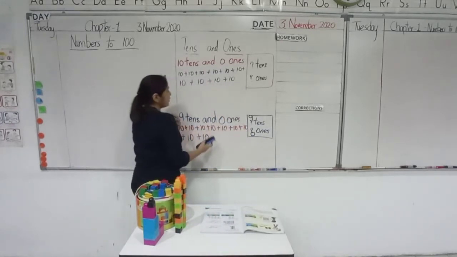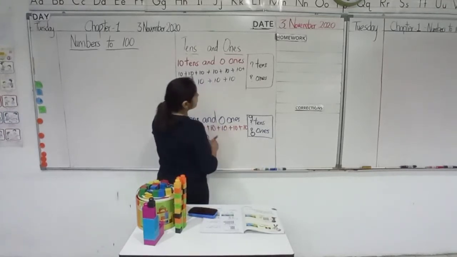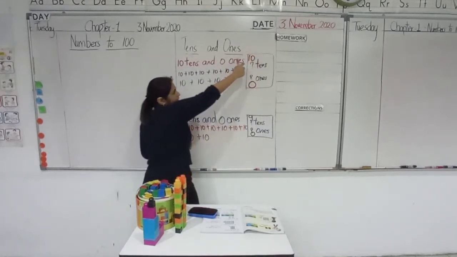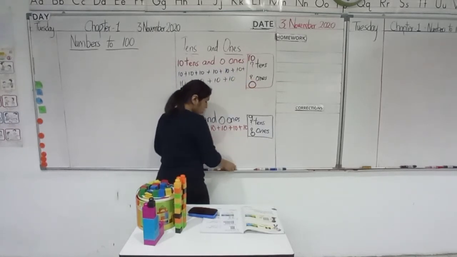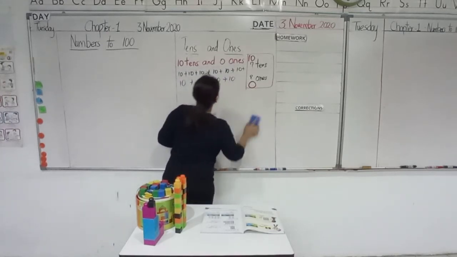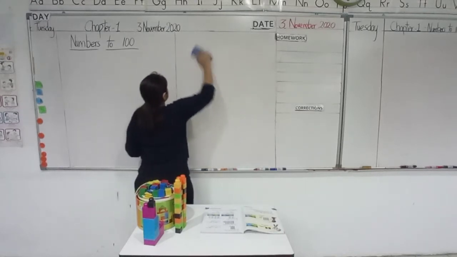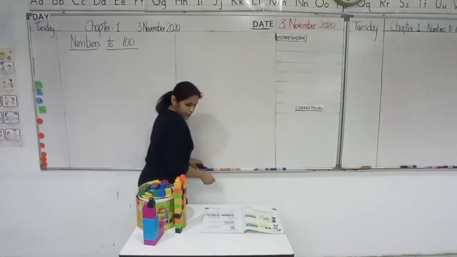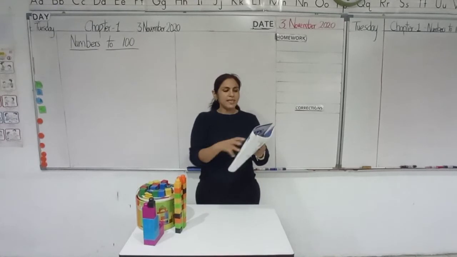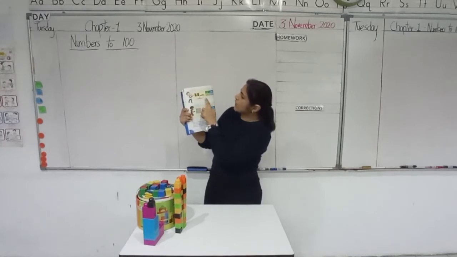Alright, so if you are done with this, we did not complete this one. What will you write here? There are 10 tens and 0 ones. Finish this. 10 tens and 0 ones. Hopefully you have written. Okay. Now, what is David saying here? He says 2 tens and 4 ones. 2 tens and 4 ones make 24.